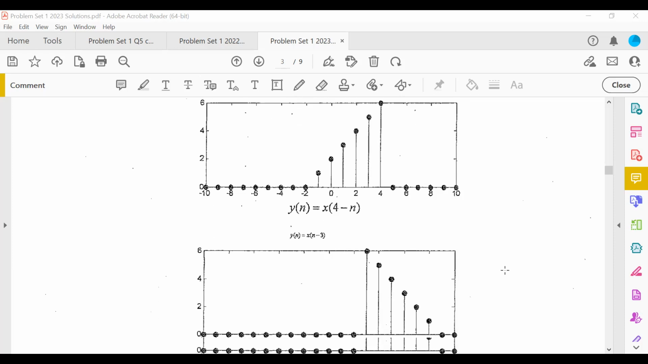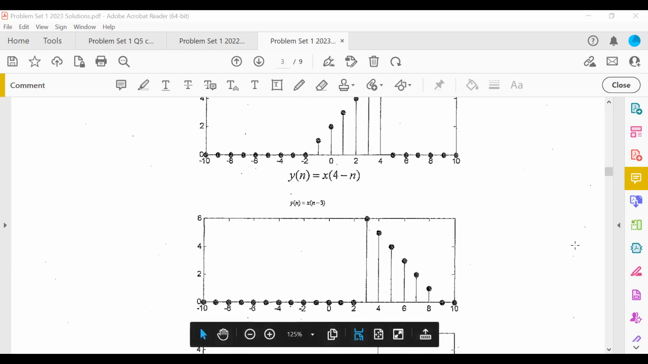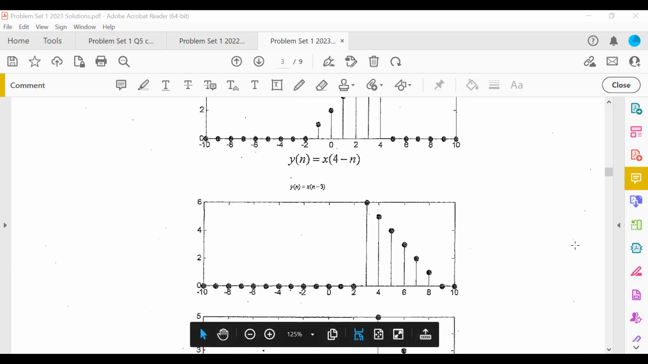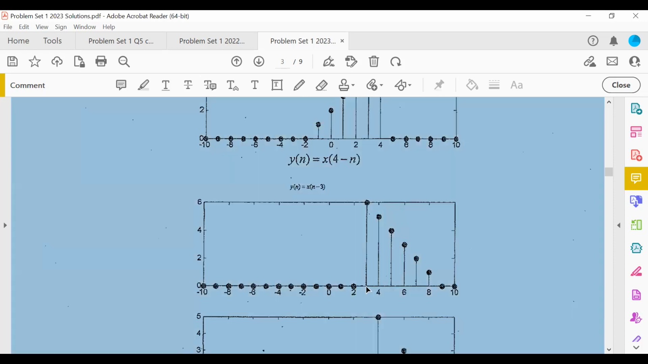The next one here, x[n-3]. Well, x[n-3], if you remember from your signals and systems, you don't even have to, x[n-3] is just x[n] delayed by 3 samples. So x[n-3], x[n] started here, we delayed by 1, 2, 3. And the whole sequence just slides to the right.